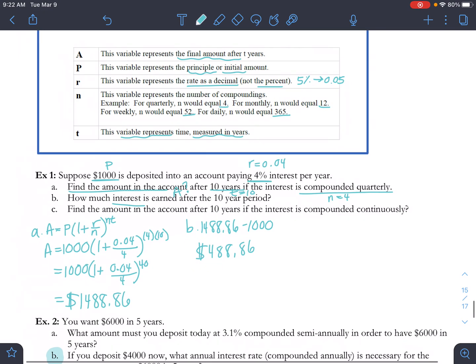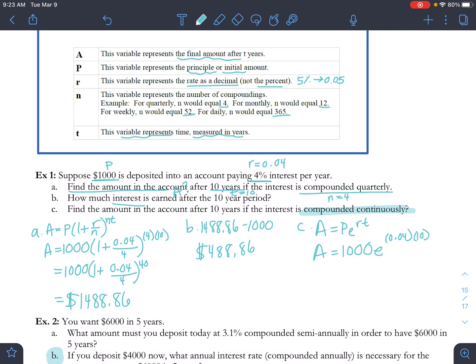Okay, so how about part C? What if we change this up? We took our money, so still P is equal to 1,000, still 10 years, but what if we compounded continuously? So that's A equals P times e to the rt. All right, so we're going to try this out. What if we did that instead? 1,000 times e to the 0.04 times 10.